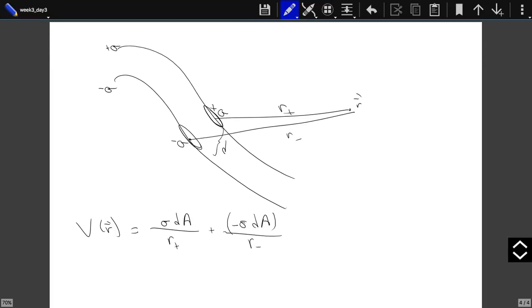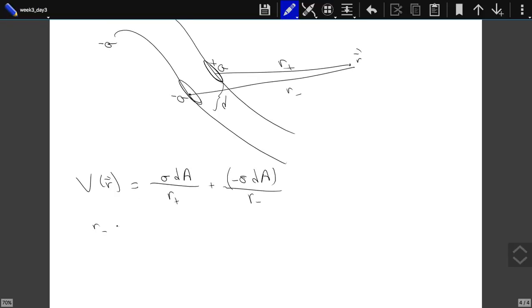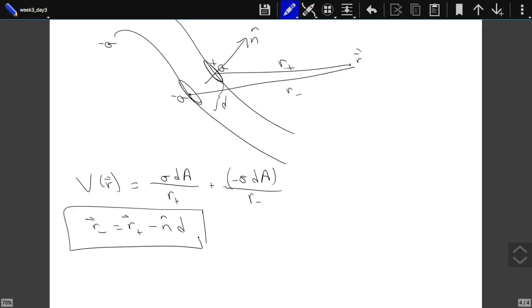And you can say R minus is R plus plus N D. Normal vector. Well, let's see, this is the normal vector. So R plus vector... no, sorry. R minus is R plus minus N D. Let's say that this is dV.